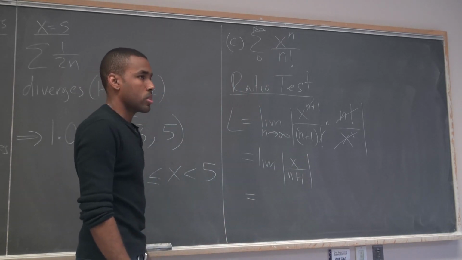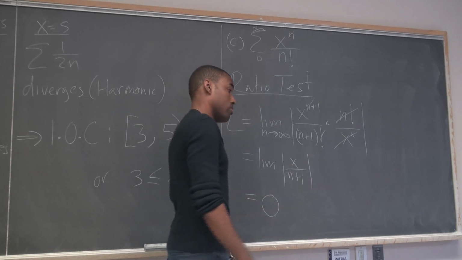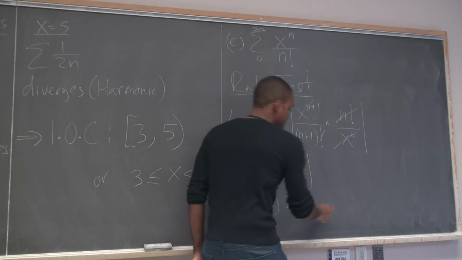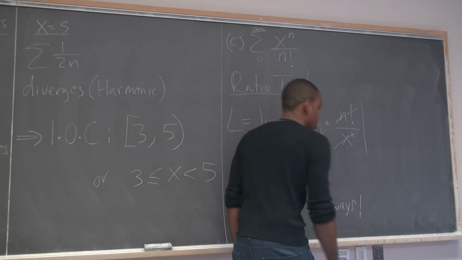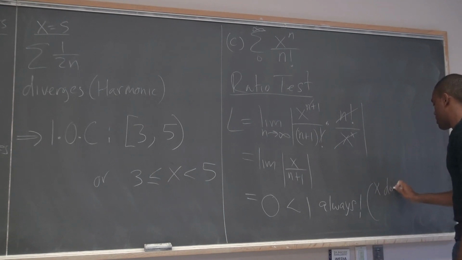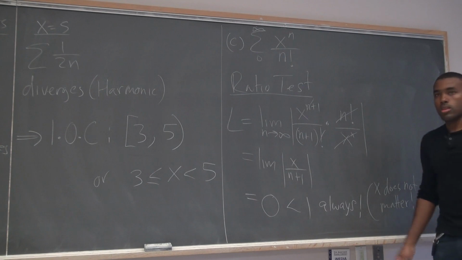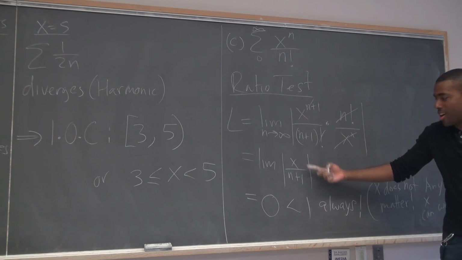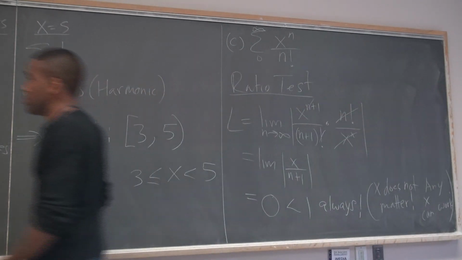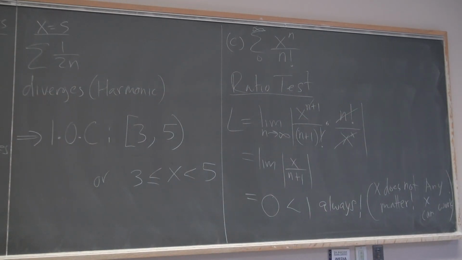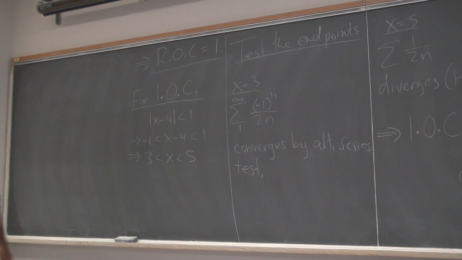And what is that limit? 0. Now, the funny thing about 0 is that it's less than 1, and it's less than 1 always. Notice x does not matter. Meaning any x can work. Whatever x would be there, x could be whatever it wants to be. I don't care. It's going to be less than 1. So that means that this series works everywhere. So here, the radius of convergence is pretty much infinity. And the interval of convergence is negative infinity to infinity.